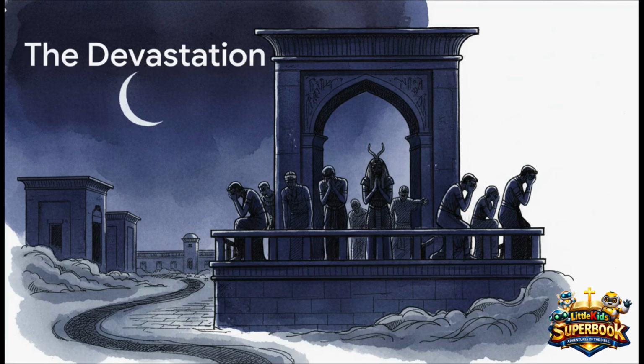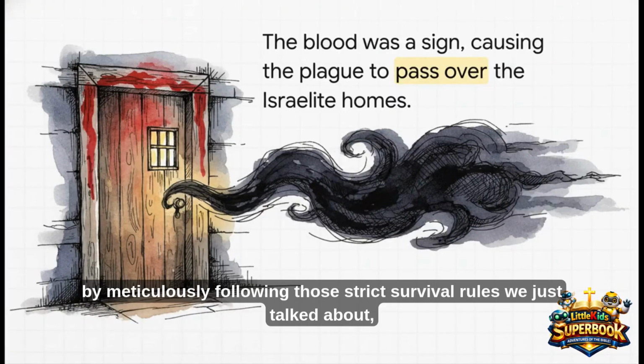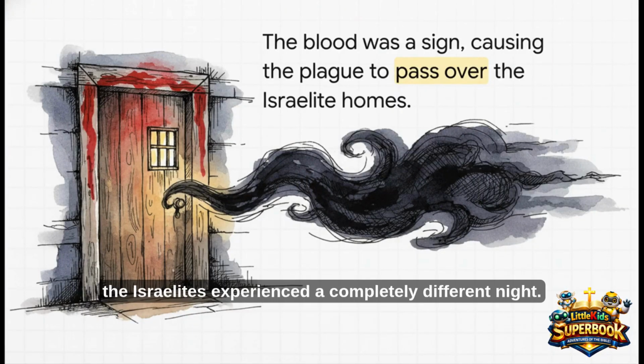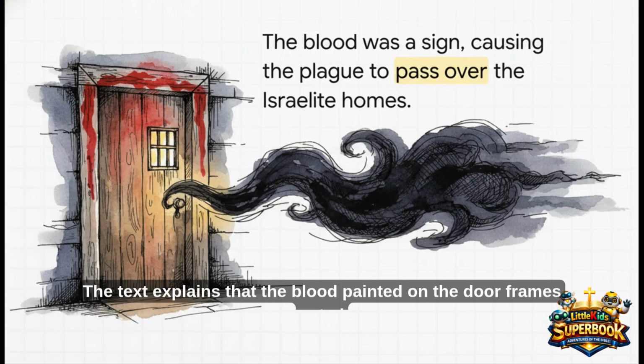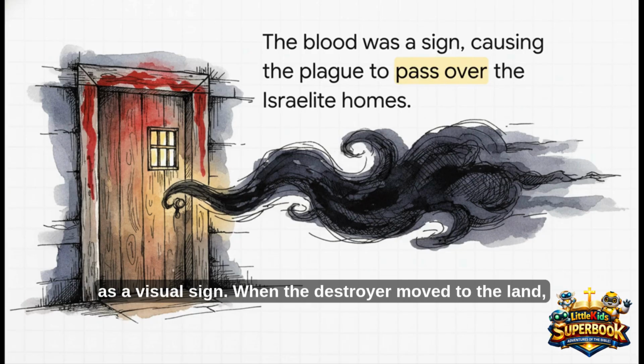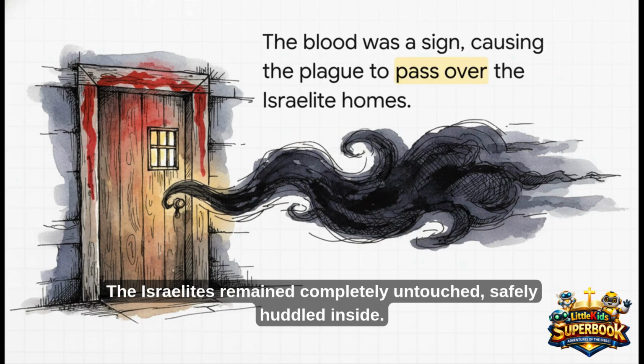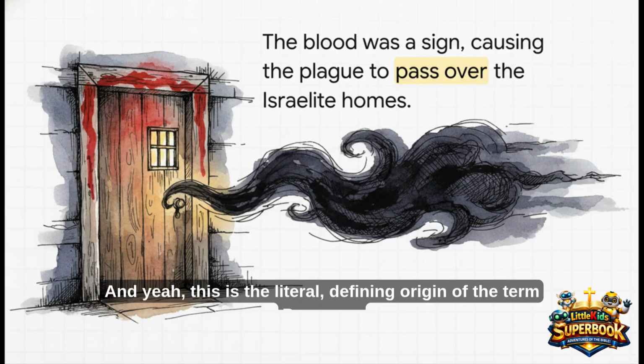However, by meticulously following those strict survival rules we just talked about, the Israelites experienced a completely different night. The text explains that the blood painted on the doorframes acted as a visual sign. When the destroyer moved through the land, it saw the blood and literally passed over those doorways. The Israelites remained completely untouched, safely huddled inside. And yeah, this is the literal defining origin of the term Passover.